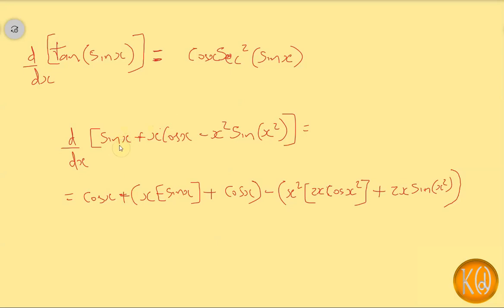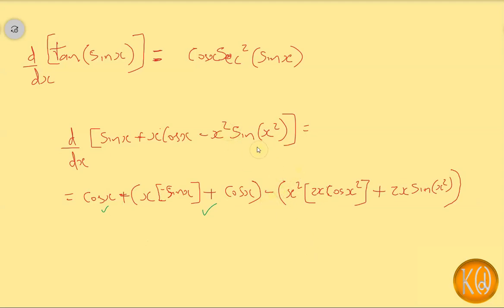So we differentiate sine x, and that's cos x. If you differentiate x cos x, that's using the product rule. So it's the first, which is x, times the derivative of the second, and that's negative sine x, plus the second, which is cos x, times the derivative of x, which is 1. Good. So that's correct, and that's correct so far. And we maintain our negative sign.